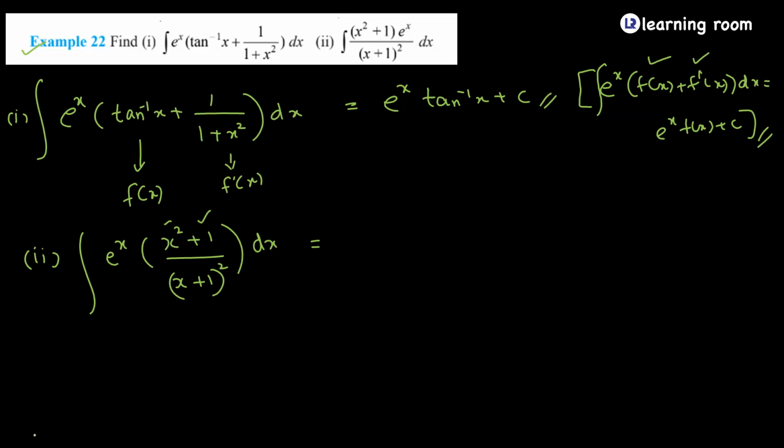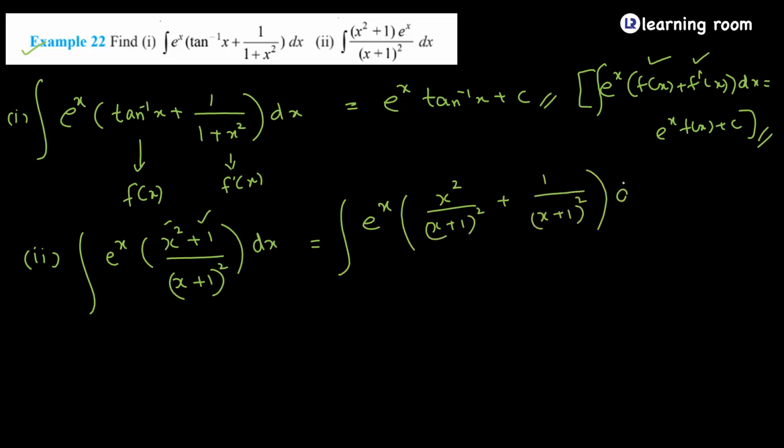See, integral of e power x into, if I take x square divided by x plus 1 the whole square plus 1 divided by x plus 1 the whole square. Can I write it like this? Since I'm expecting this to be in the form of e power x into f of x plus f dash of x, you need to find which is f of x and which is f dash of x. Can you do that?